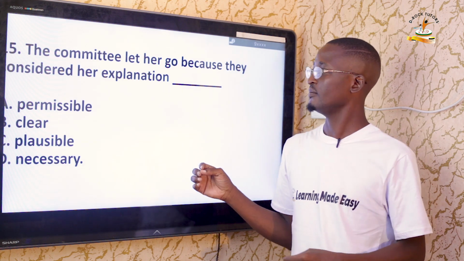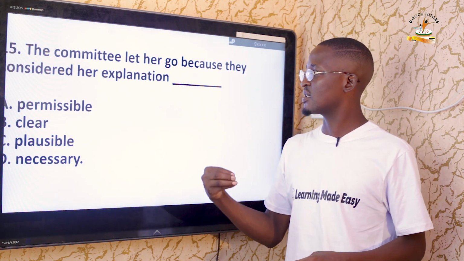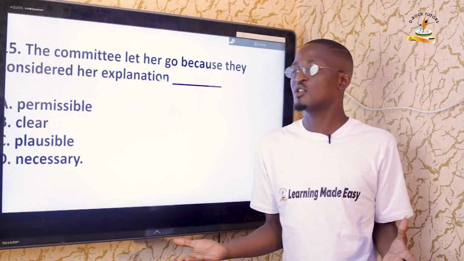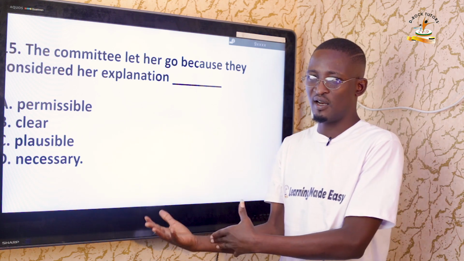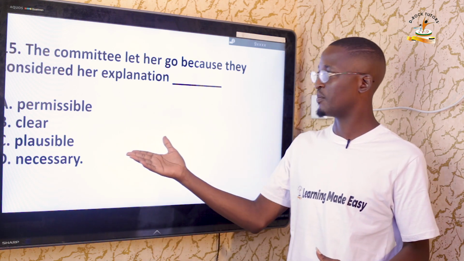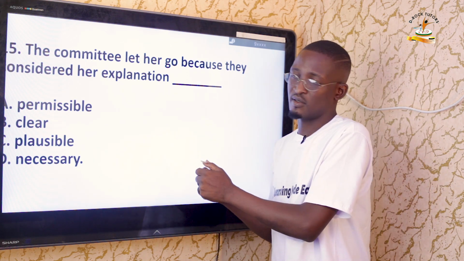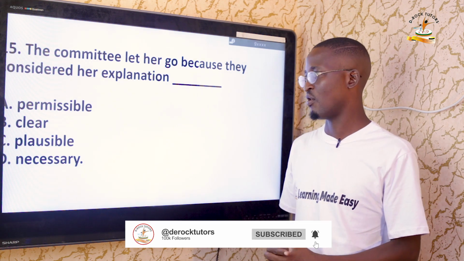15. The committee let her go because they considered her explanations dash. So what do you do? What kind of explanation could you have given and the committee could have allowed you to go? So that is plausible. That is an agreeable sort of explanation. So definitely you will be allowed to go.